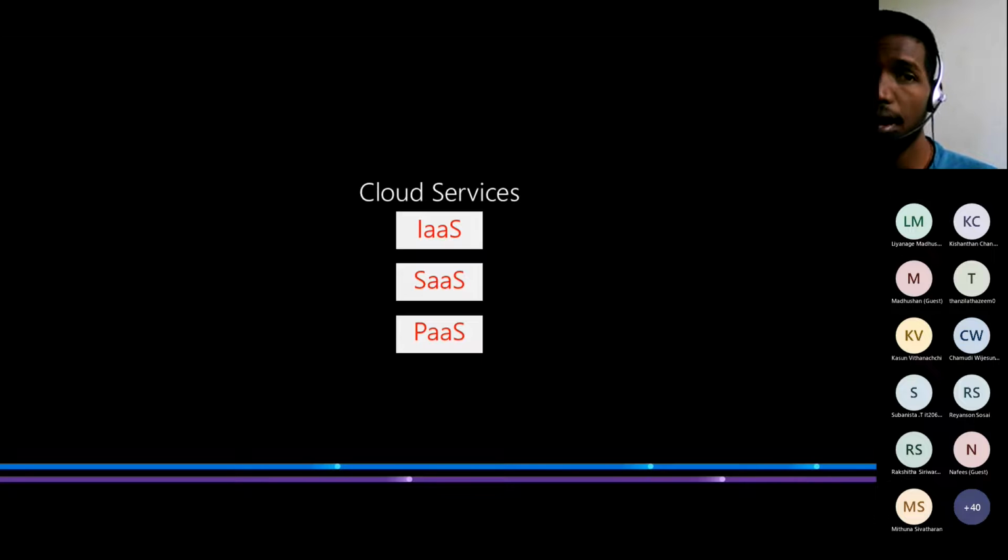Software as a service is on-demand access to ready-to-use cloud-hosted applications or software. Let's think about using Google Sheets or Word in the cloud. This is software as a service. They are already hosted on a particular server, and you just use them. That's software as a service.